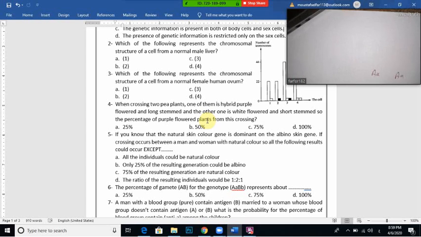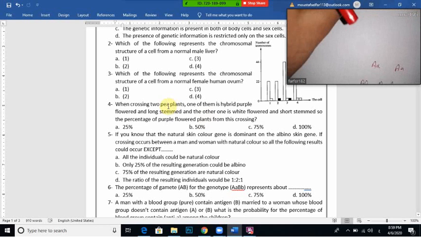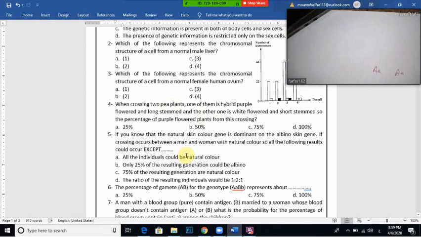So let's get back to our choices. All the following individuals could be natural color, and this could occur if the two individuals carry the natural skin color pure, A capital A capital, with A capital A capital. So all of them will carry natural skin color, A capital A capital.